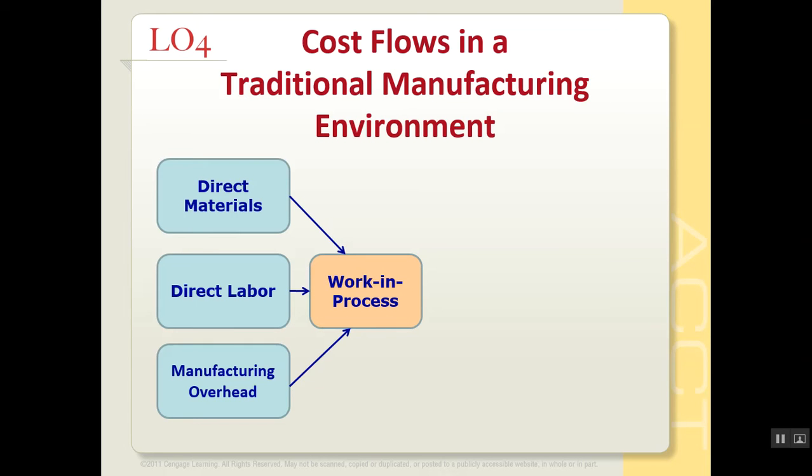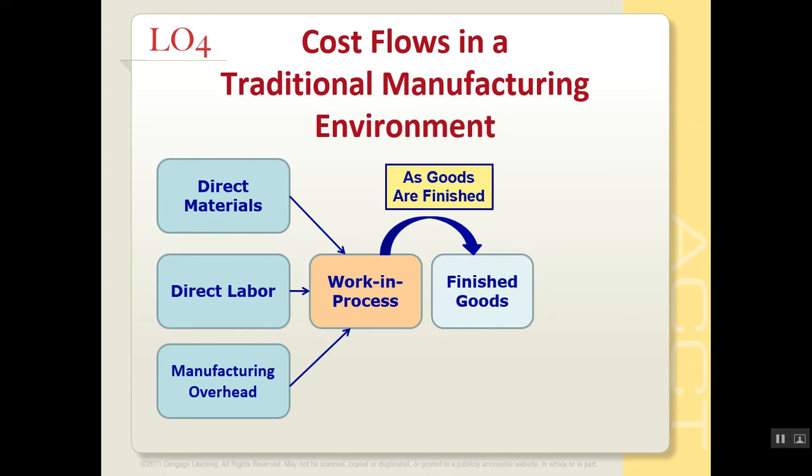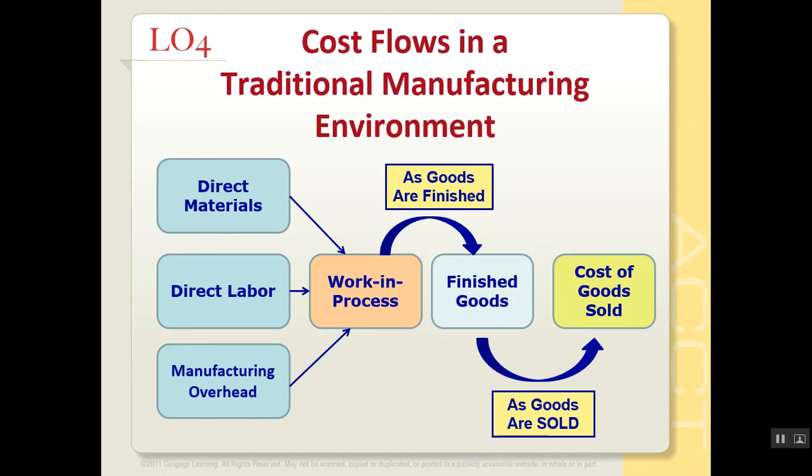This is where you're starting to put the furniture together. Once the furniture is done, it moves to your finished goods account. And once the furniture is ready to be sold, it's going to move into your cost of goods sold account. And when it moves to your cost of goods sold account, that's when it's ready to be expensed on the income statement. While the costs are within your work in process or finished goods account, those are held in inventory accounts in your balance sheet.